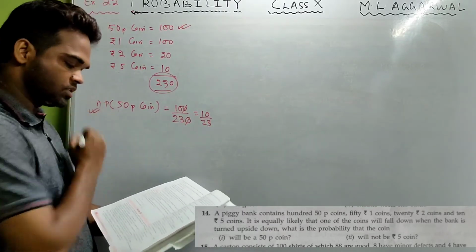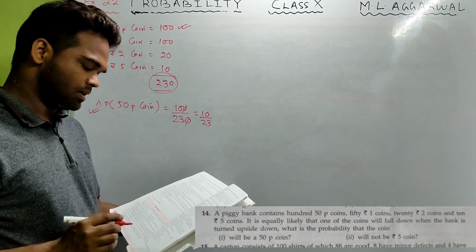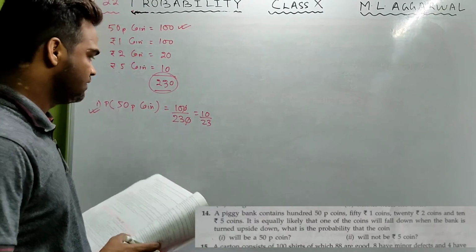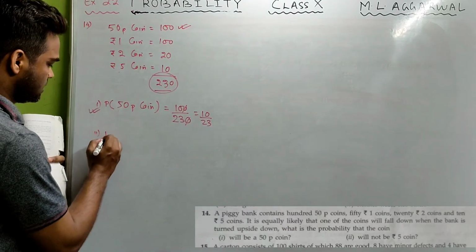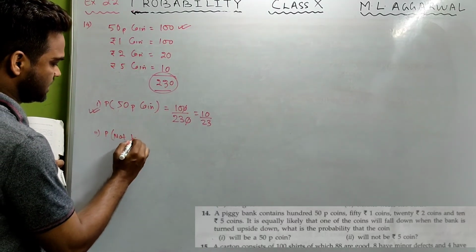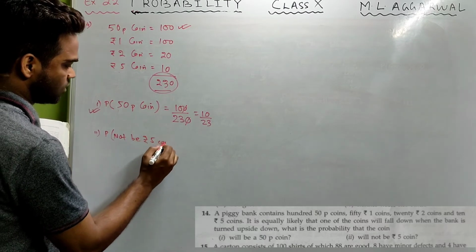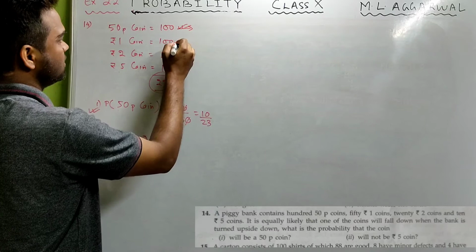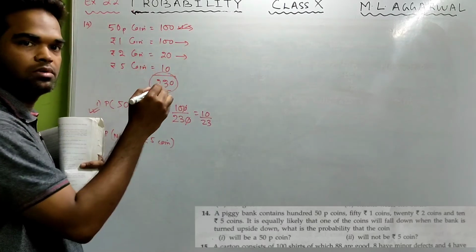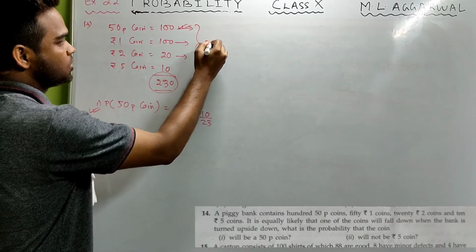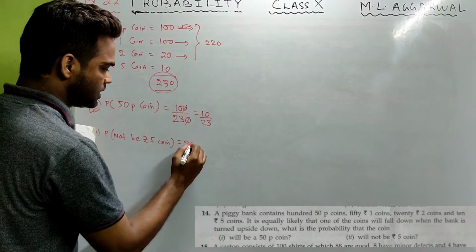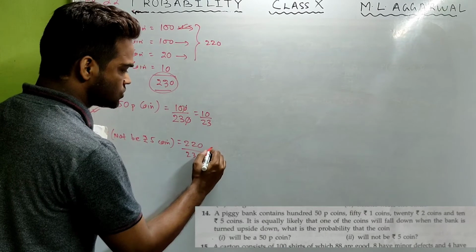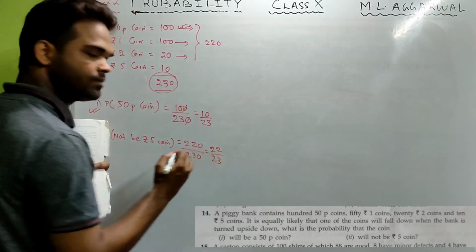Done. The first part. The second part, it will not be rupees 5 coin, which means it can be 50 paisa, it can be rupees 1, it can be rupees 2. So favorable outcome will be 220, isn't it? My total number of outcome is 230, so that's 22 by 23.